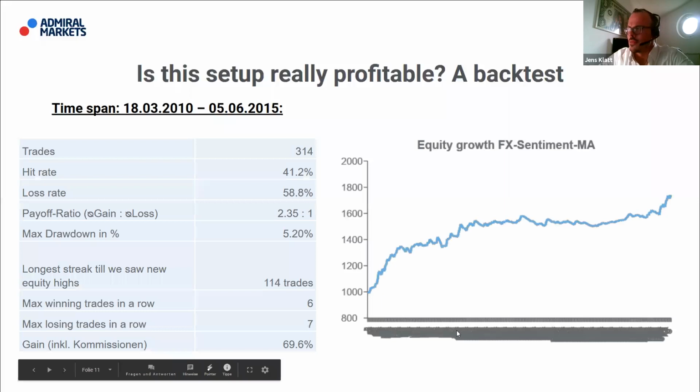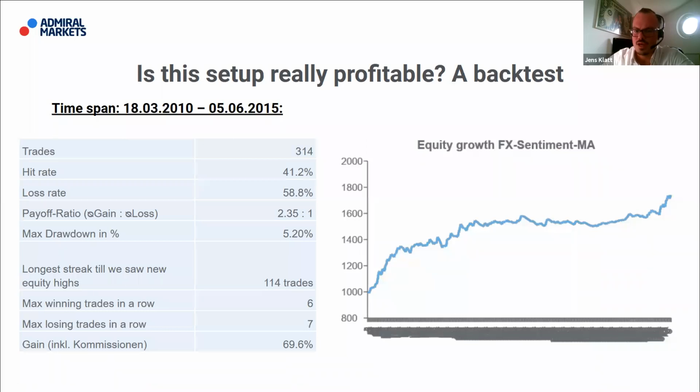Whatever, doesn't matter. But what you can clearly see is that we are analyzing 314 trades with a hit rate of 41.2%, which is not tremendously good, but the payoff ratio of 0.235 to 1 results in a quite impressive equity curve. We only saw a max drawdown of 5.2% percentage-wise, which is quite low.